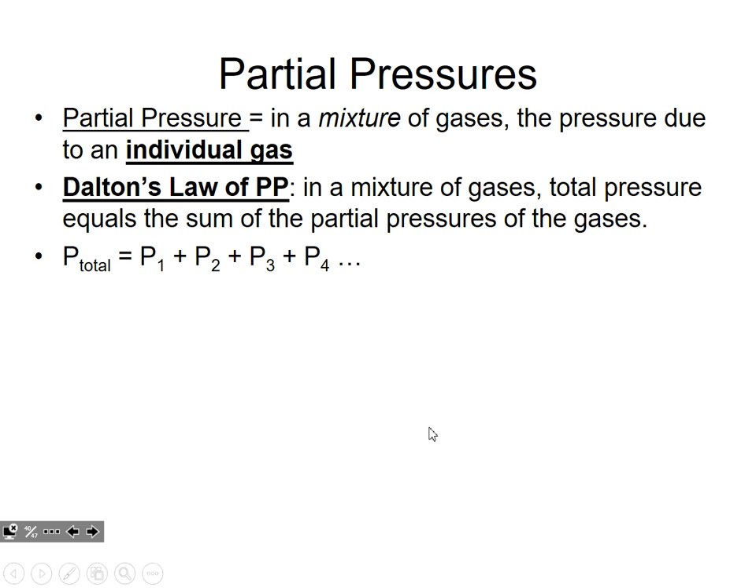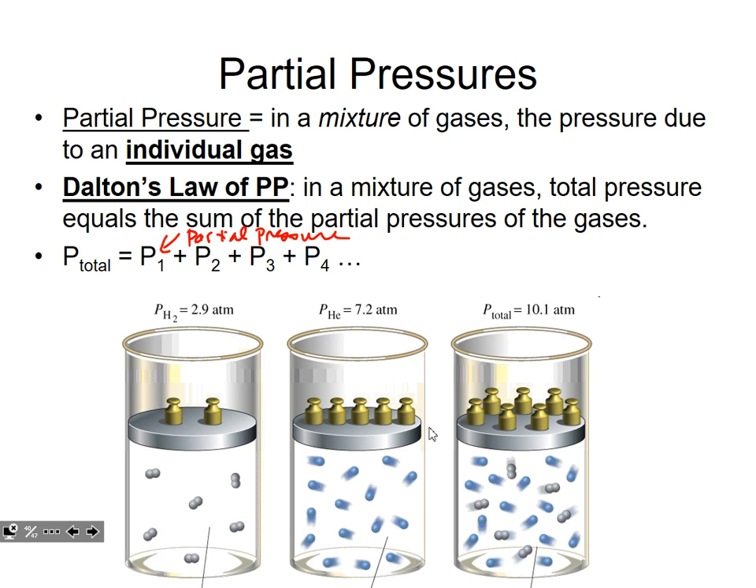So P total, the total pressure, is equal to P1, a partial pressure of one thing, plus P2, a partial pressure of a second thing, plus a third thing, etc., adding it all together for the whole. Now this picture right here is sort of showing this idea.